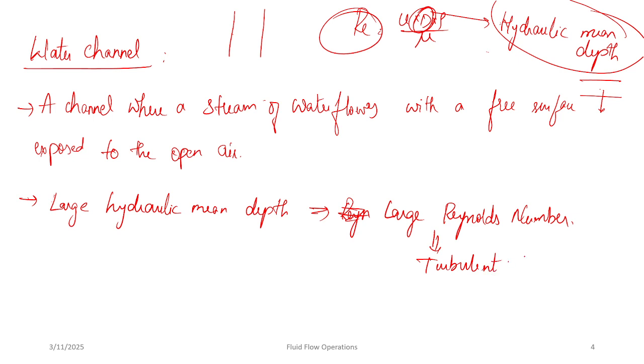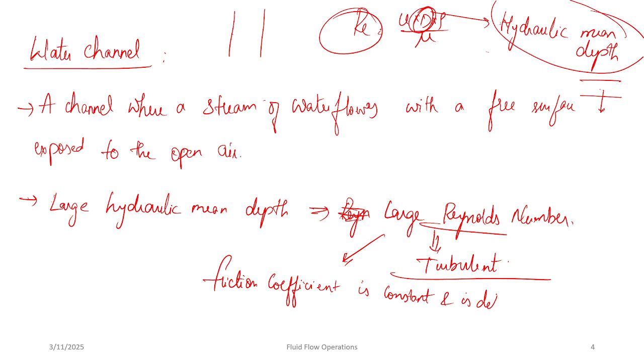Because of this high Reynolds number, the friction coefficient becomes constant and is determined by the roughness of the wall. We have already discussed in the last class how the Reynolds number and the roughness of a surface impact the friction losses.